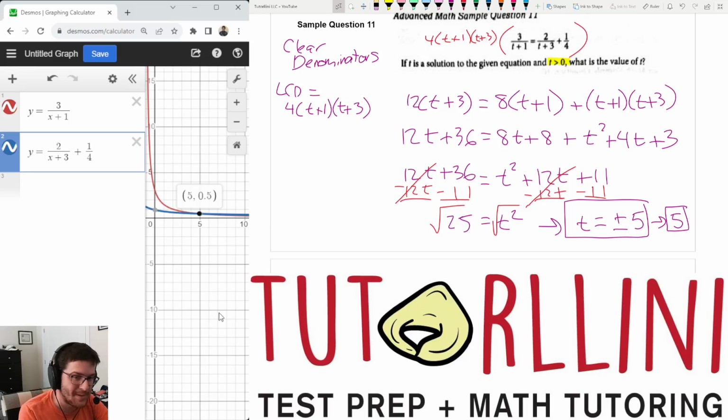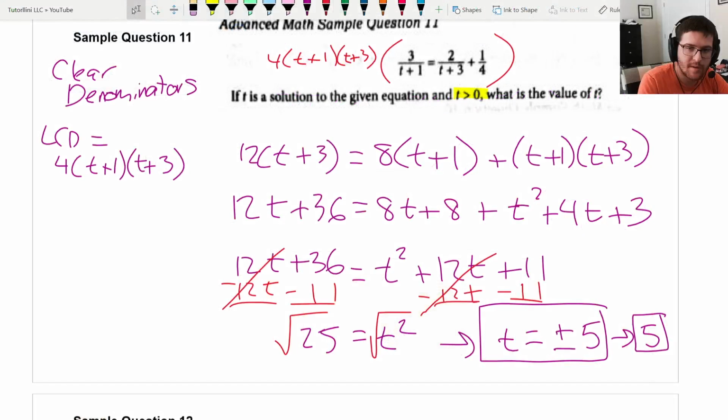So yeah, even though this was a grueling question, and this was a hard question with a lot of work, you know, Desmos can help you make short work of this. Great, let's come back over here.